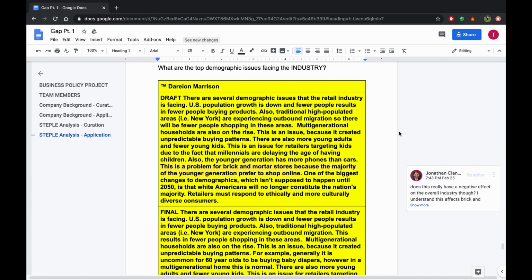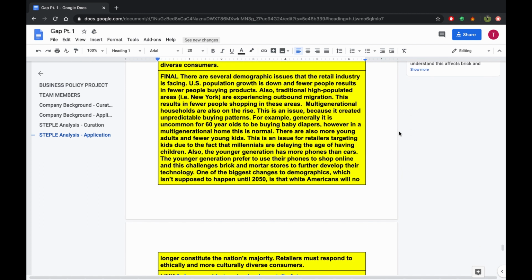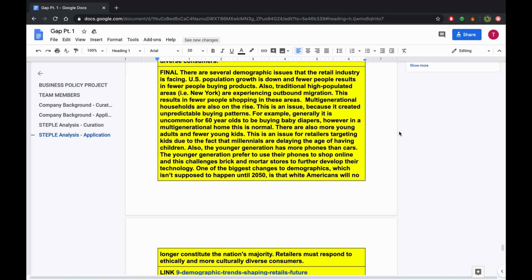We decided the top demographic issues facing the industry were mostly shrinking populations in large metropolitan areas. U.S. population growth is down, and fewer people results in fewer people buying products. Traditionally high-populated areas are experiencing a population decline. These places are typically where the most foot traffic is, and declining population means fewer people in stores.